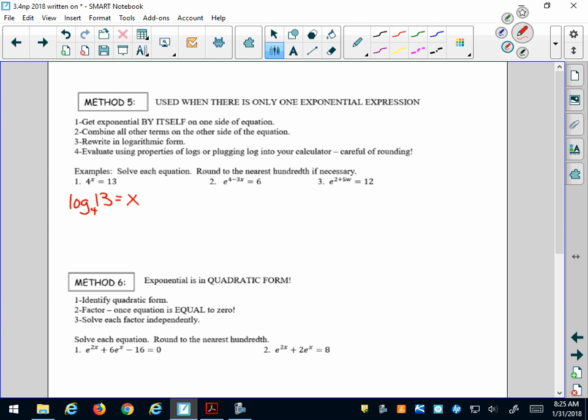When we put it into our calculator, it's a base 4. So remember, in your calculator, you could do it as log 13 over log 4. That's the change of base formula.